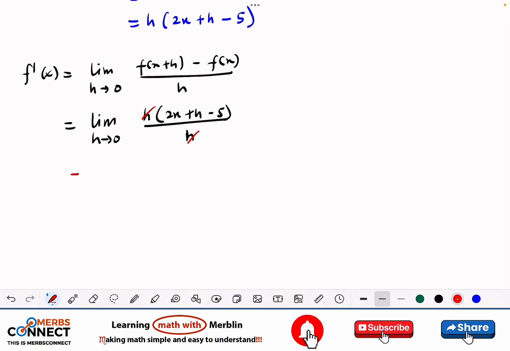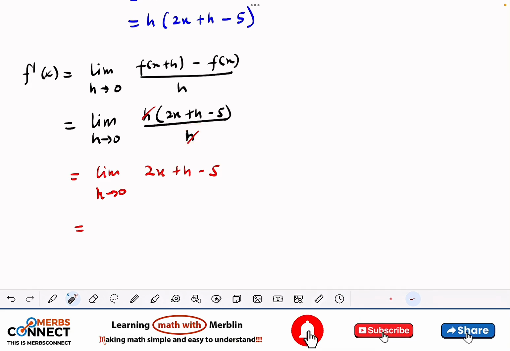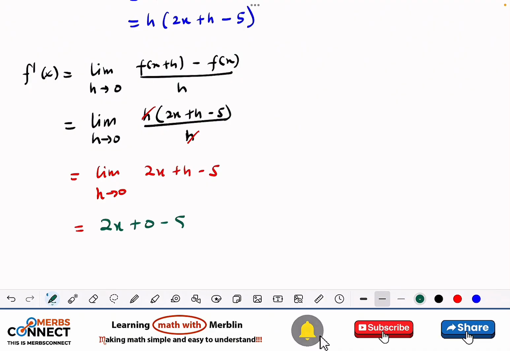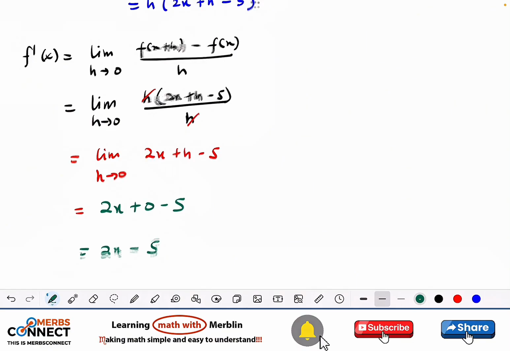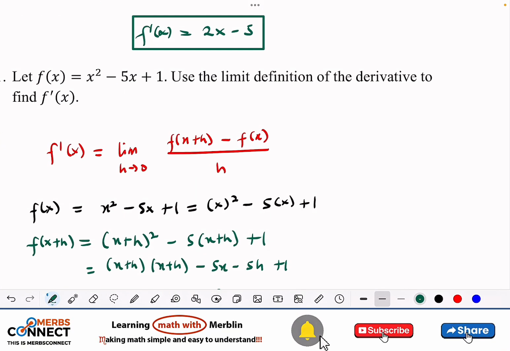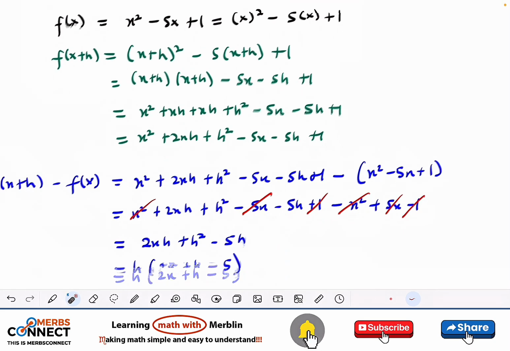This is going to be limit h is approaching 0, 2x plus h minus 5. Now that what is making the function so hard for me, which is divided by h, is gone, I can plug in the h and I'm going to have 2x plus 0 minus 5. And guess what? We are having 2x minus 5. Let's go and check if it's the same as what we had. Good.